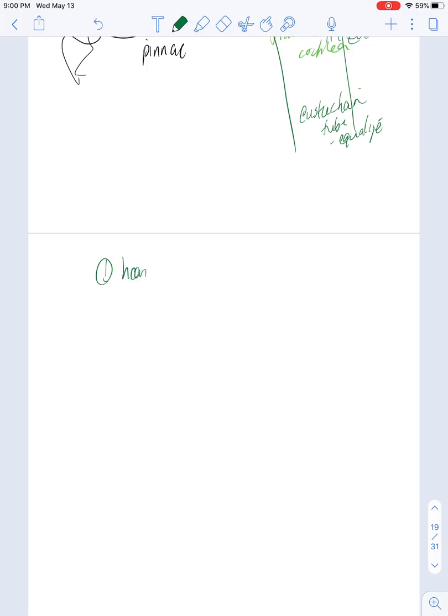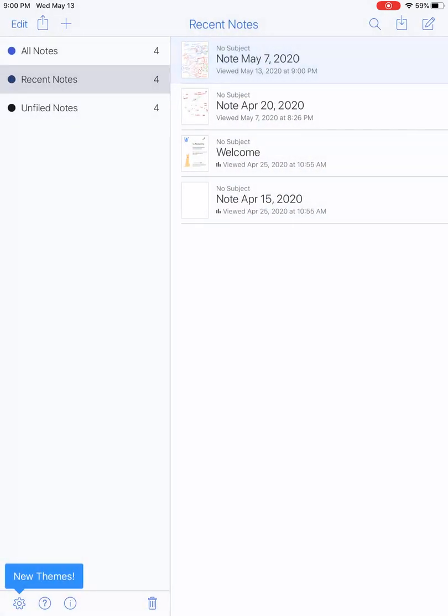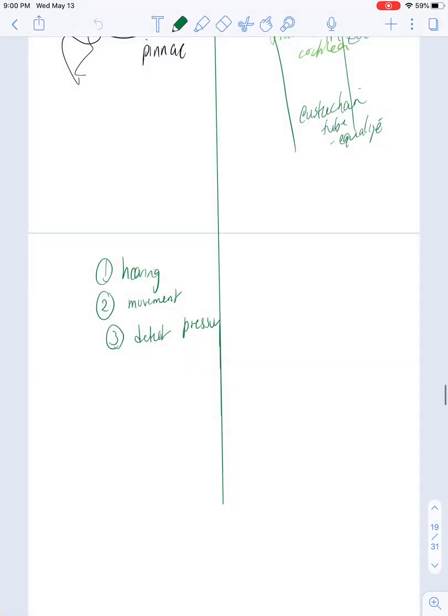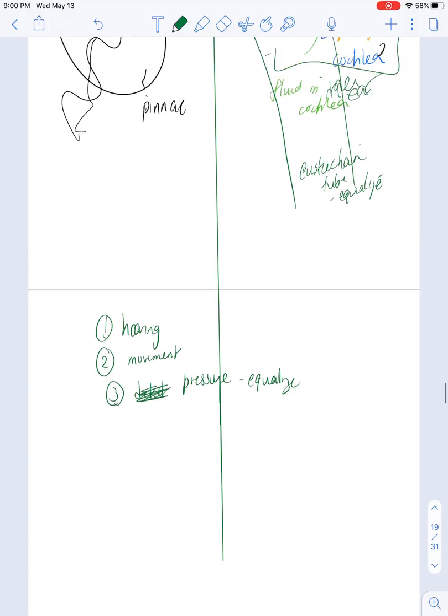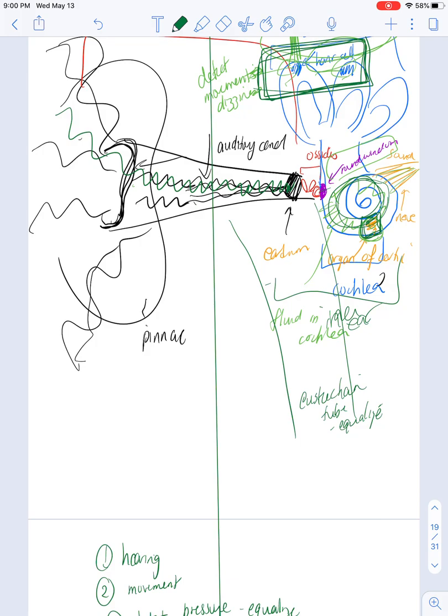So basically there are three functions of the ear. It's hearing, it's movement, and the third one is to handle changes in pressure, right? It's not like detecting pressure, but it's making sure you're able to equalize the pressure. So if the pressure increases, you yawn to try to equalize it. And that's basically all the parts of the ear that you need to know.